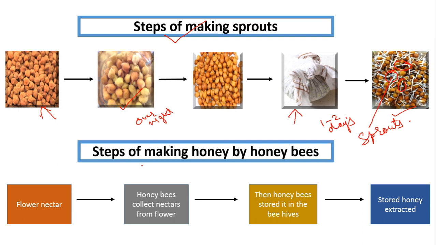Now the next step is for making honey by honeybees. For making honey, the bees require flower nectar or flower juice, which they collect from flowers and store in beehives. And thereafter, we extract honey from beehives.